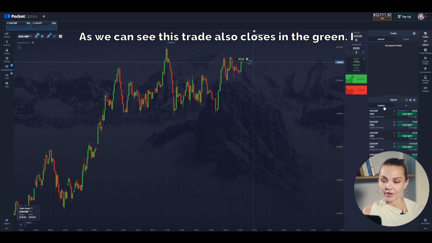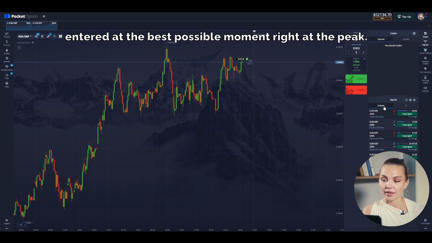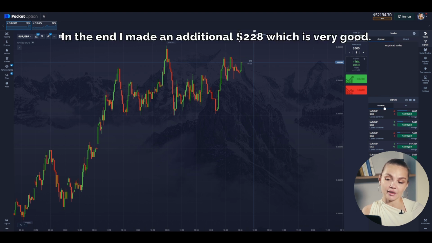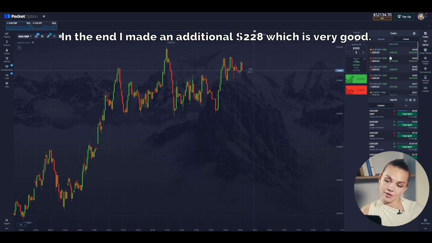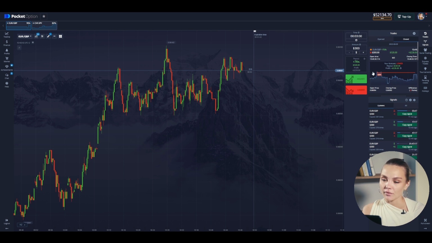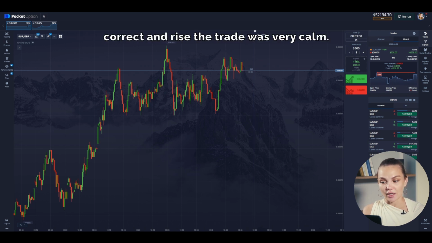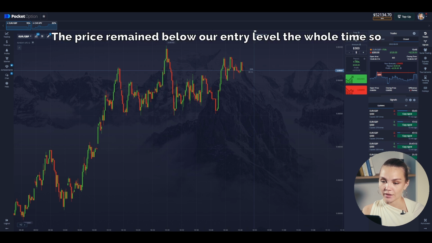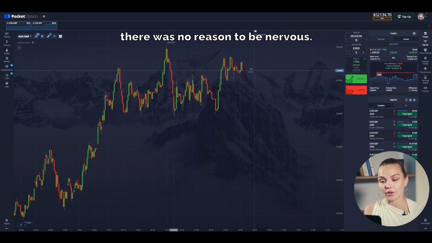As we can see, this trade also closes in the green. I entered at the best possible moment right at the peak. In the end, I made an additional $228, which is very good. Although the price started to correct and rise, the trade was very calm. The price remained below our entry level the whole time, so there was no reason to be nervous.